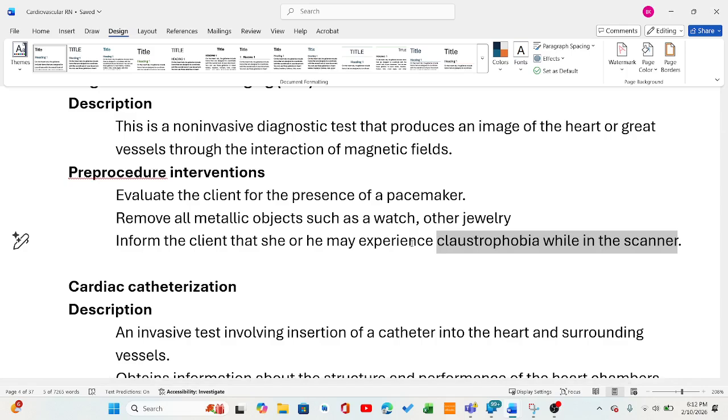So either CT or MRI, assess for claustrophobia, but with CT, it's X-ray. So the person can have metals in their body and still have the X-ray. Anything that is outside, like jewelry, can come out. But you can have a pacemaker and still get a CT, but you cannot have a pacemaker and go for an MRI.